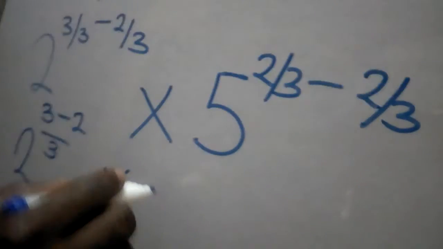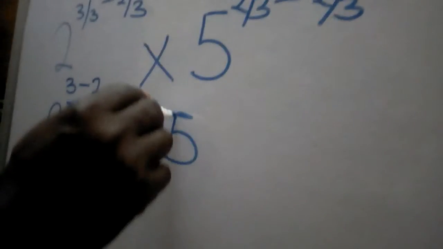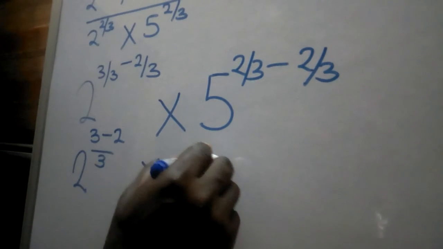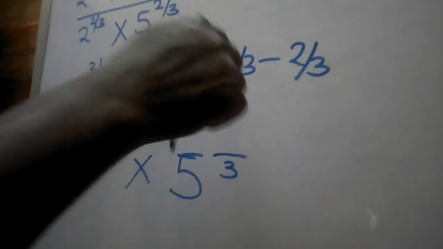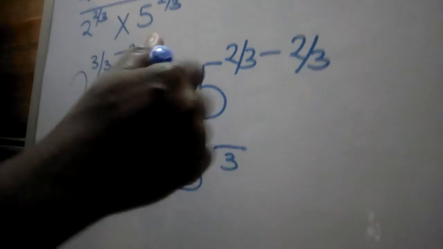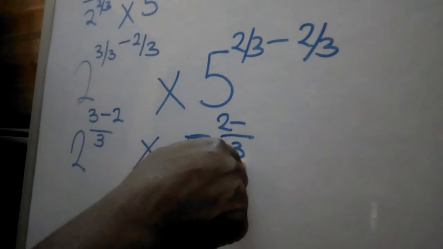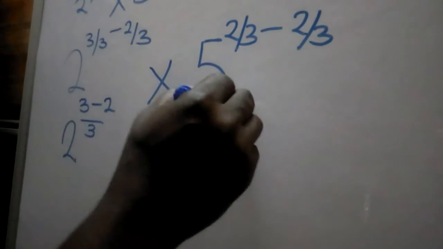Multiply by, pick 5. What is the common denominator? Common denominator is 3, 2. 3 into 3, 1. 1 times 2 is 2. Minus 3 into 3, 1. 1 times this 2, gives you minus 2.